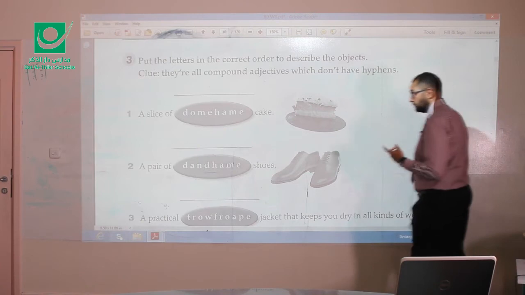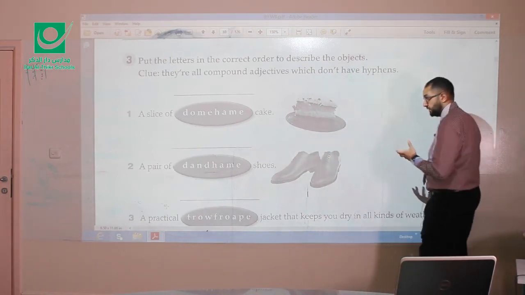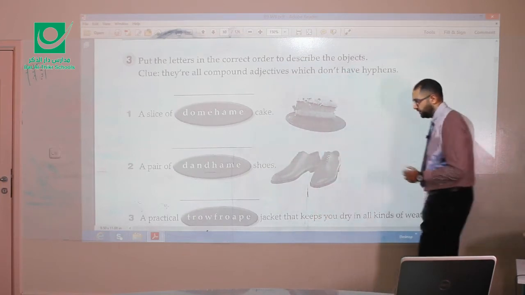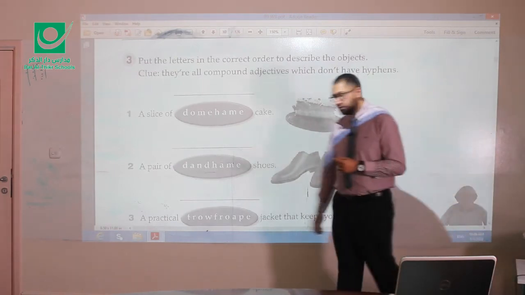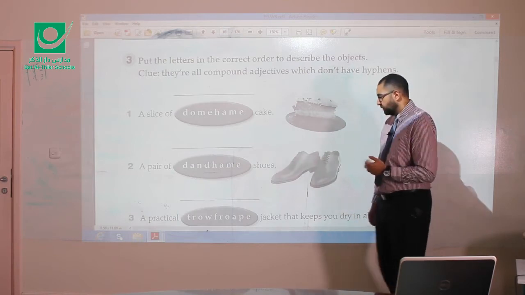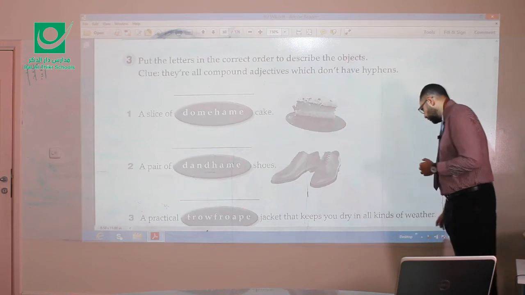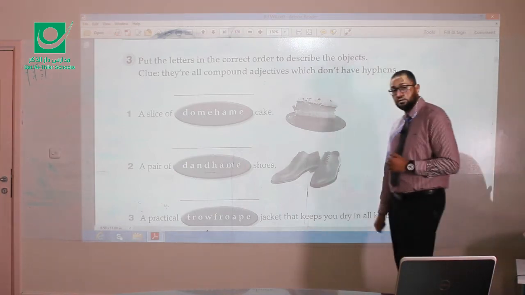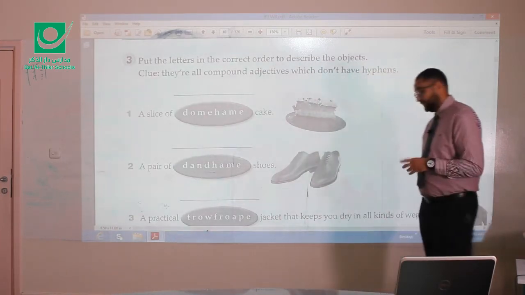Now, a slice of cake, and looking at the scrambled letters, it should be homemade, thank you. Number 2, a pair of what shoes? A pair of handmade shoes, thank you. 3, a practical jacket that keeps you dry in all kinds of weather. So a practical waterproof, a practical waterproof jacket, thank you.